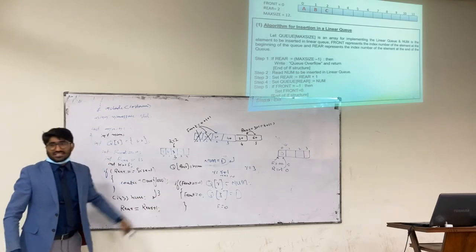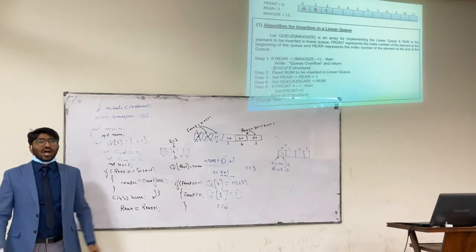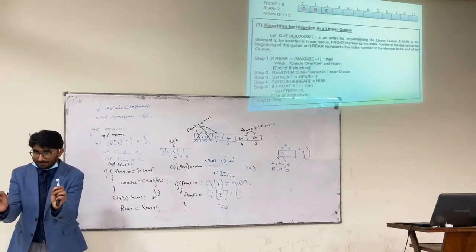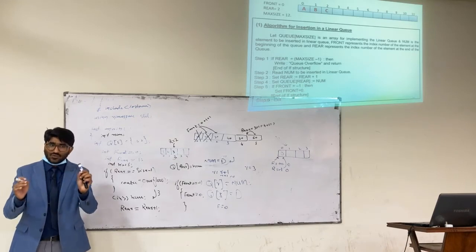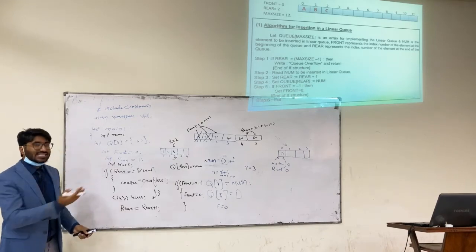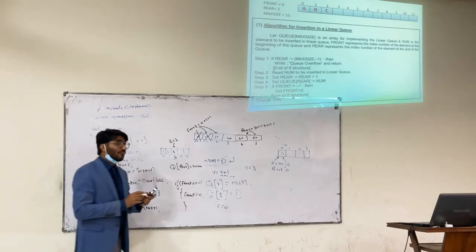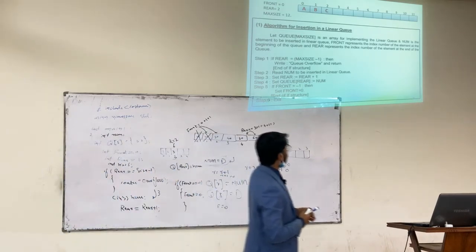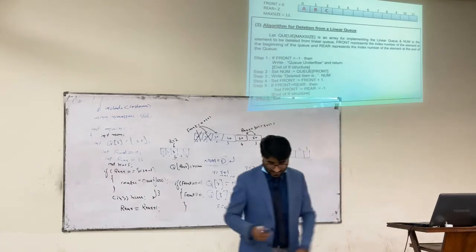ये स्टेटमेंट कब एग्जीक्यूट होगा? When our queue is empty. जब queue empty होगा तब front की वैल्यू null होगी. So this is how we can easily implement, right? Now the other one is how we can remove from the queue. I hope so this one is clear. Insertion is clear.